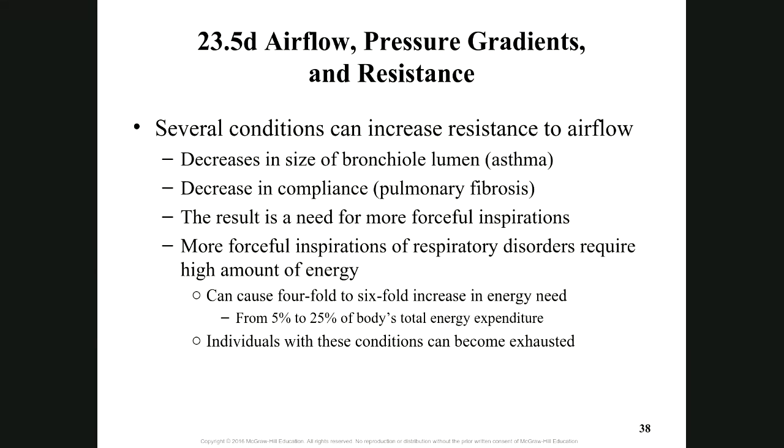And several conditions can increase the resistance to airflow. The respiratory diseases and anatomic abnormalities can increase the resistance to airflow, and they are associated with either the decrease in the size of the lumen of bronchioles, which we have in asthma, or decrease in the compliance when we have pulmonary fibrosis, or both of them. These changes produce an increase in resistance. If enough airflow is to be maintained, the increased resistance must be met with more forceful inspiration to establish a steeper pressure gradient.